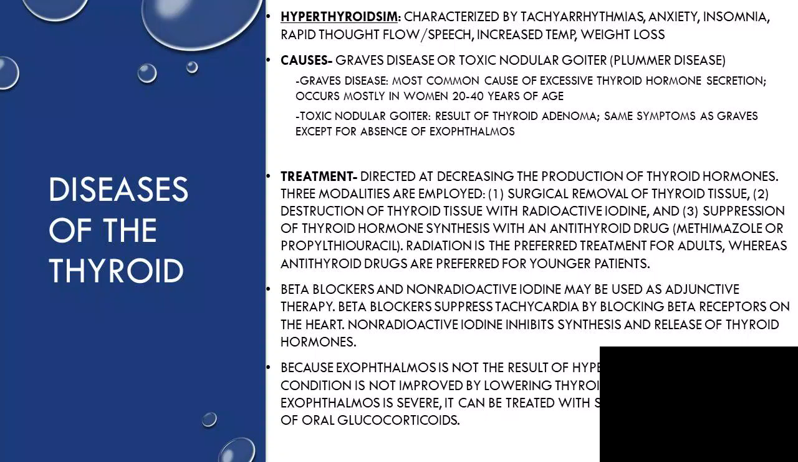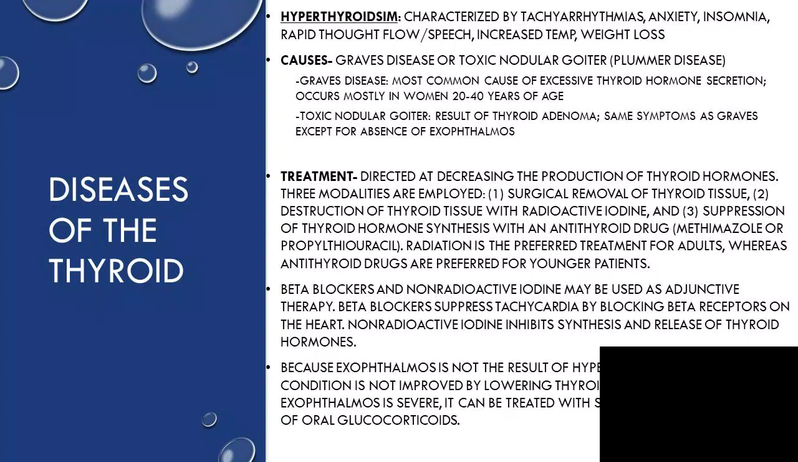Radiation is actually the preferred treatment for adults, whereas antithyroid drugs are preferred for younger patients. Beta blockers and non-radioactive iodine may be used as adjunctive therapy. Beta blockers are helpful to suppress tachycardia, and can also suppress some of the anxiety brought on by hyperthyroidism. Non-radioactive iodine inhibits synthesis and release of thyroid hormones.